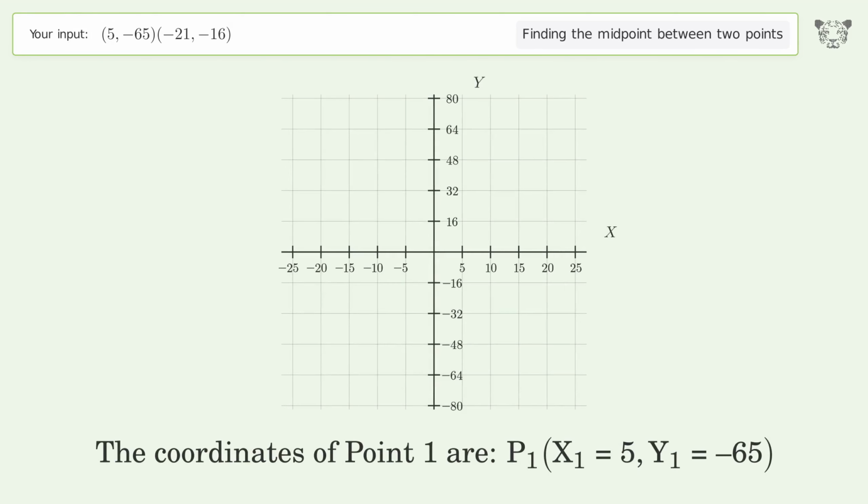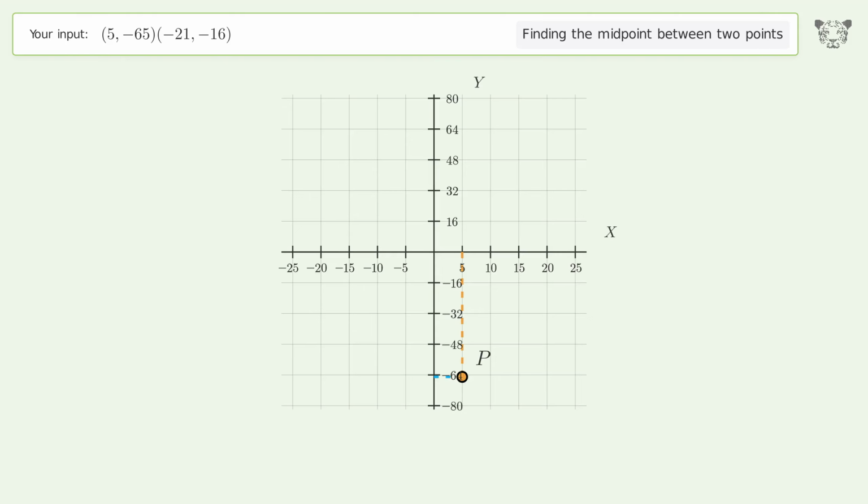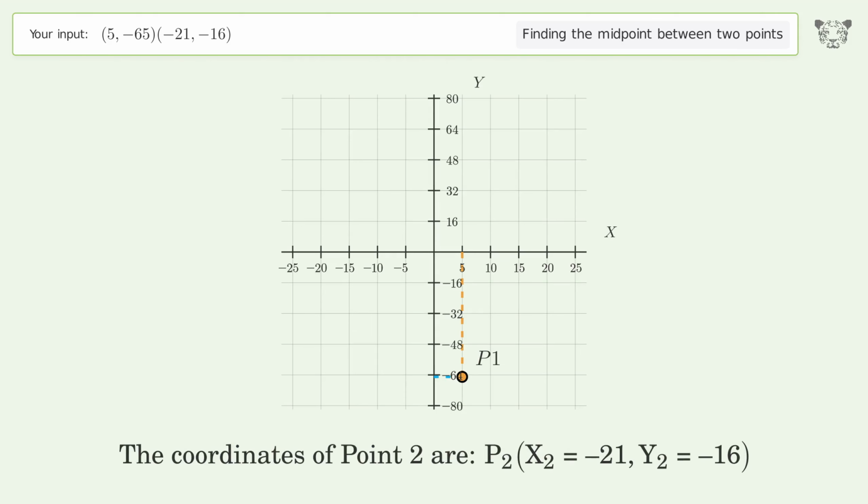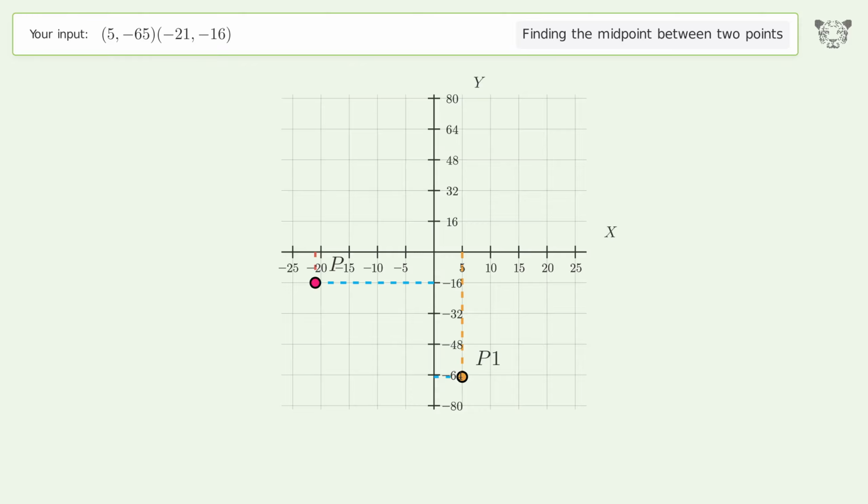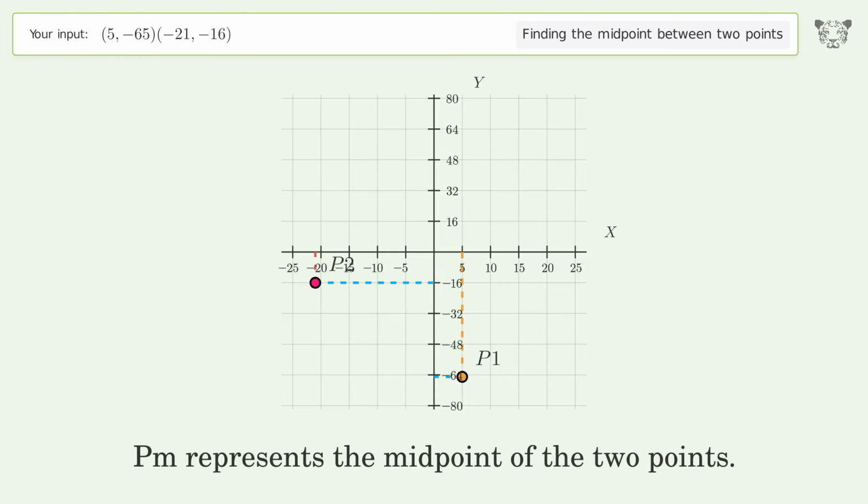The coordinates of point 1 are x1 equals 5, y1 equals -65. The coordinates of point 2 are x2 equals -21, y2 equals -16. PM represents the midpoint of the 2 points.